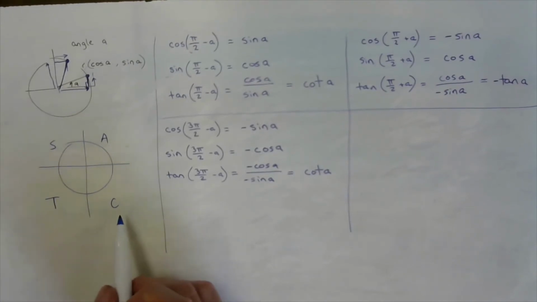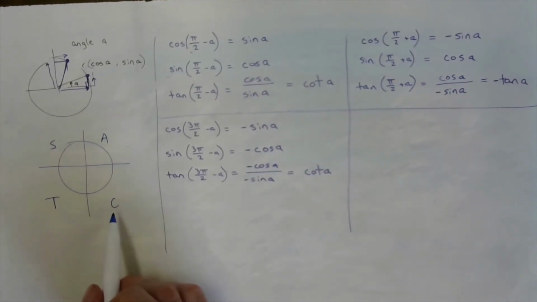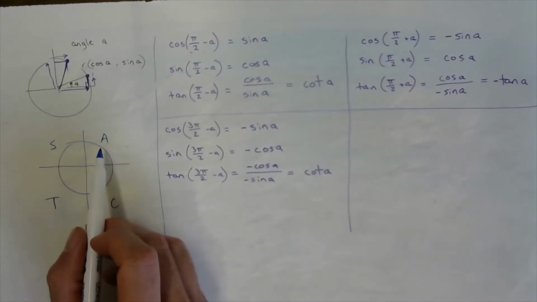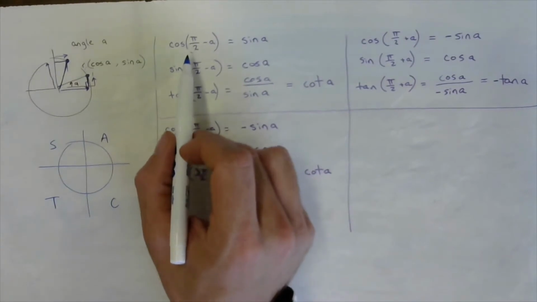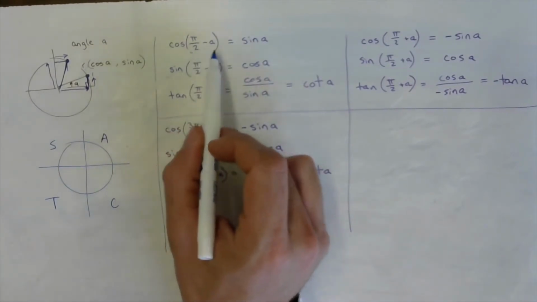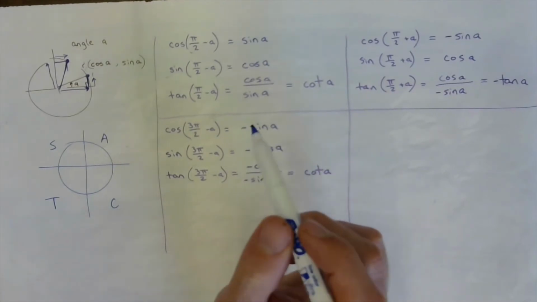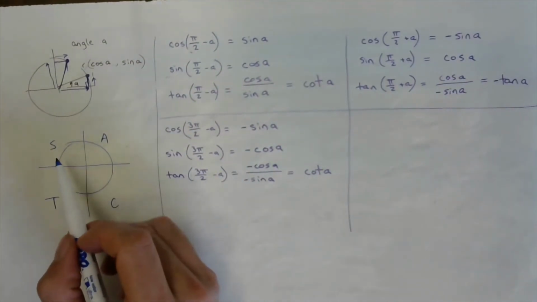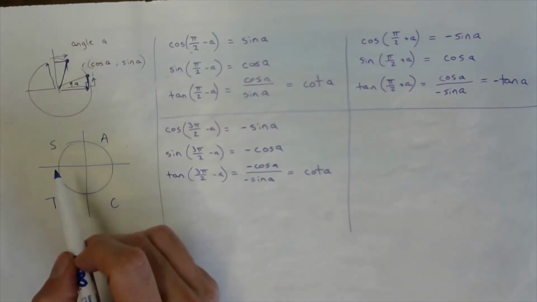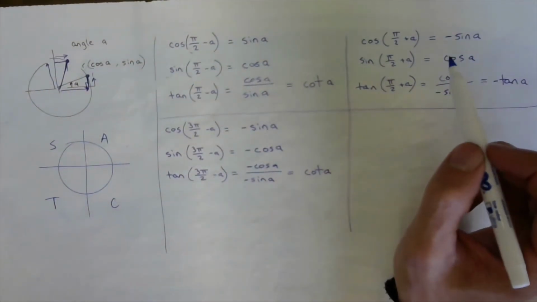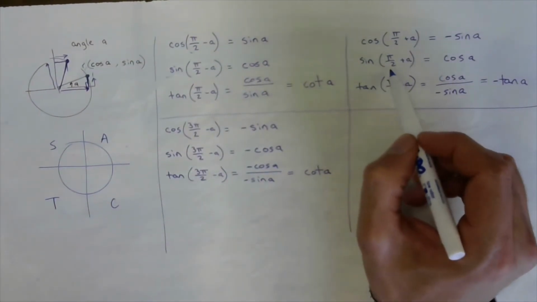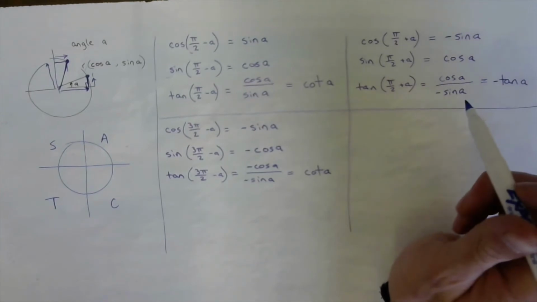So this indicates which primary trig ratios are positive in which quadrants. They're all positive in quadrant 1, which is why up here in pi over 2 minus A, they're all positive. In quadrant 2, only sine is positive. So that's here. The sine of it ended up being a positive value.